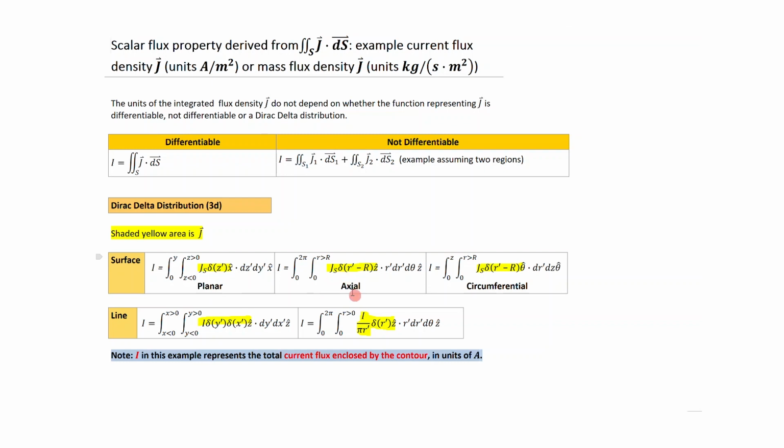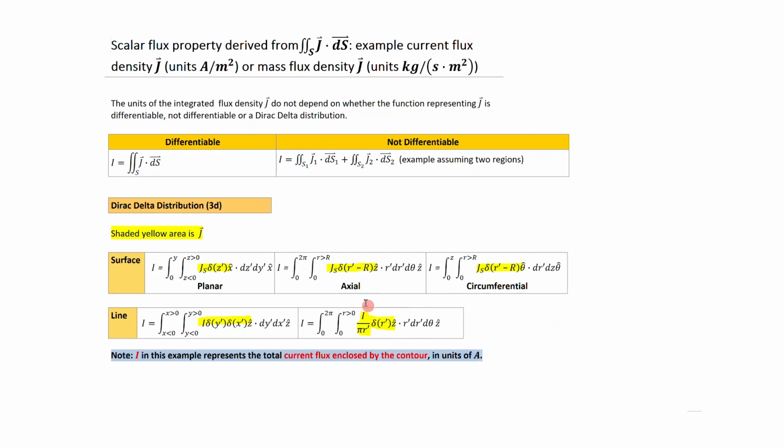In this case, we have a current flowing along a cylinder in the axial direction along a surface. So here you have r prime minus R, capital R being the radius of the cylinder. This is the Dirac delta function associated with it. This is a surface current flux density in units of amps per meter. And of course, this is in cylindrical coordinates. And this gives you the total current enclosed.